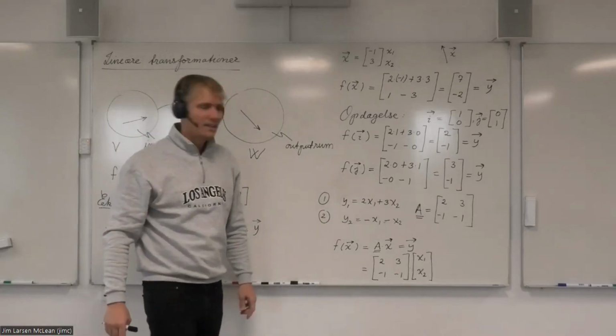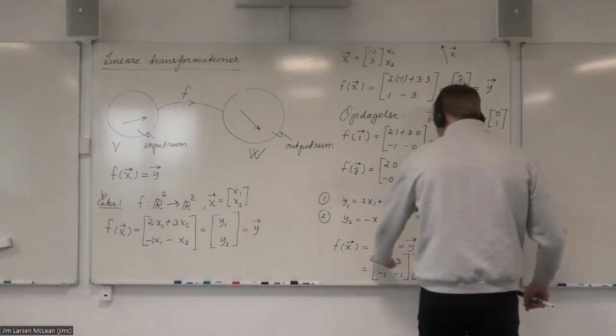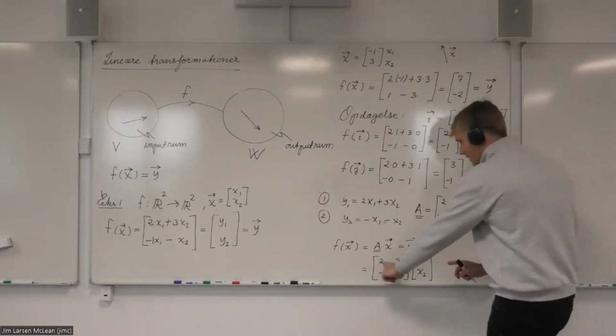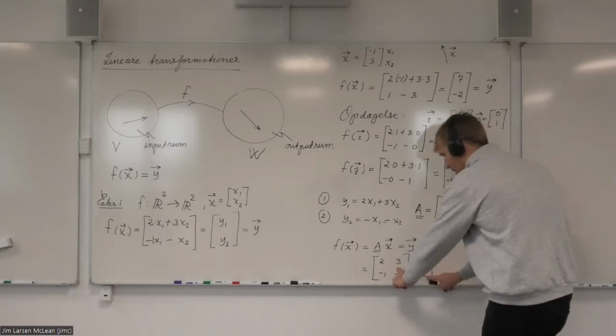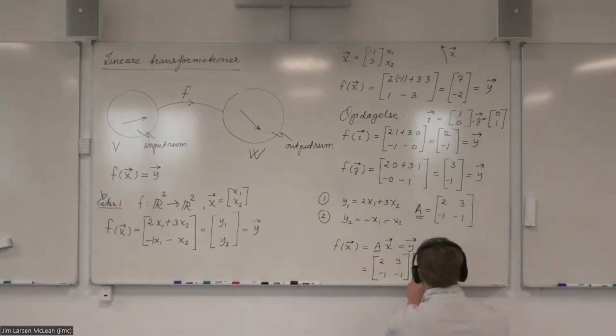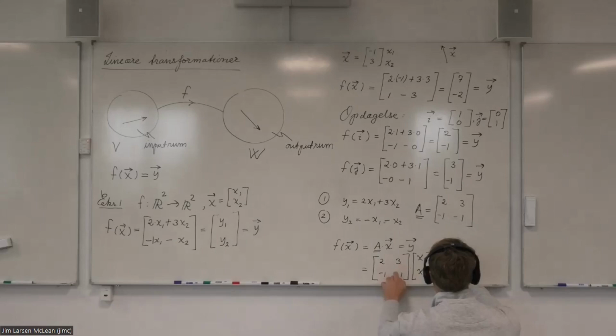So I take the first row and dot it with the first column. So it's 1 times that one, and that gives 2 times x1 plus 3 times x2. So let's just write it down: 2x1 plus 3x2.